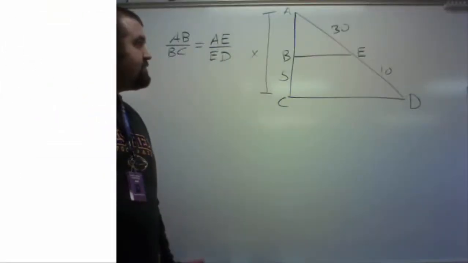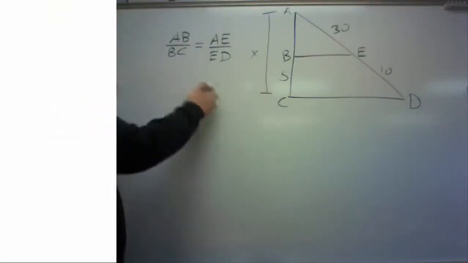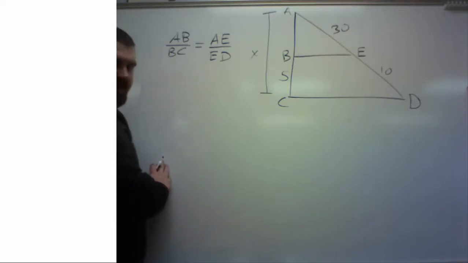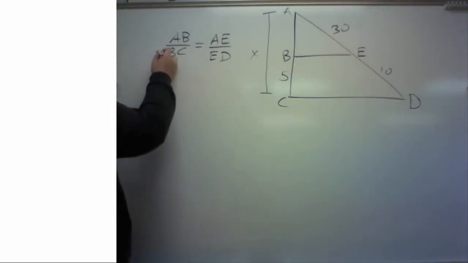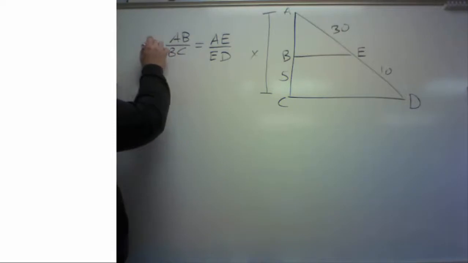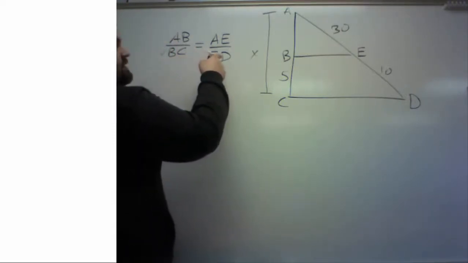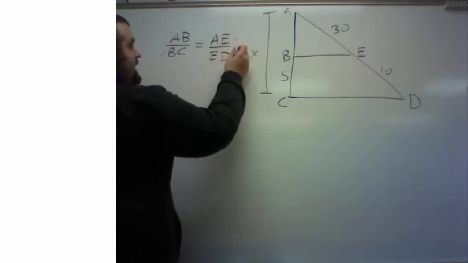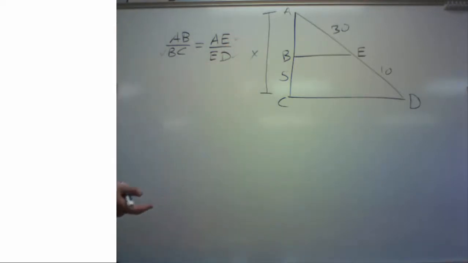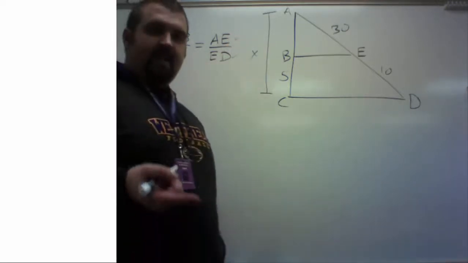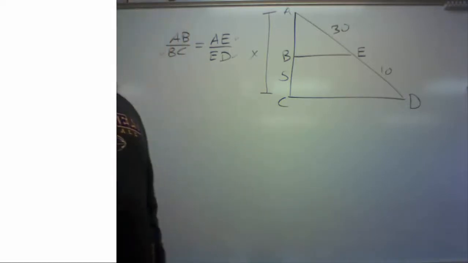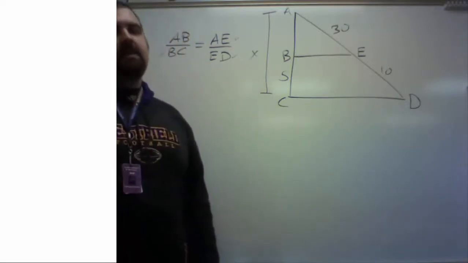Well, let's look at what I have here. I'm going to take my proportion that I already have here, and I look at the numbers I have. AB I do not have. BC I have. AE I have. ED I have. Am I looking for the length of segment AB? Yes, I could use this proportion plugging in all the other numbers to find AB.